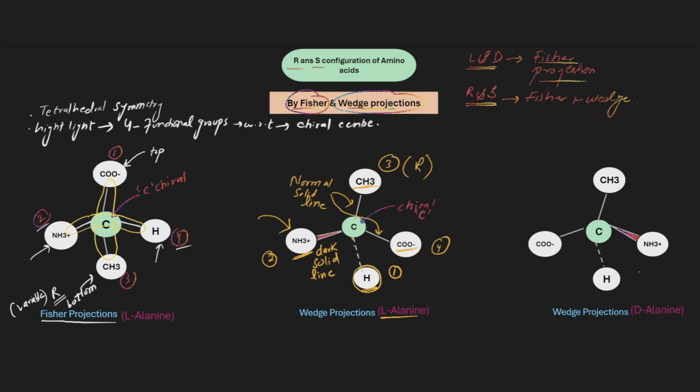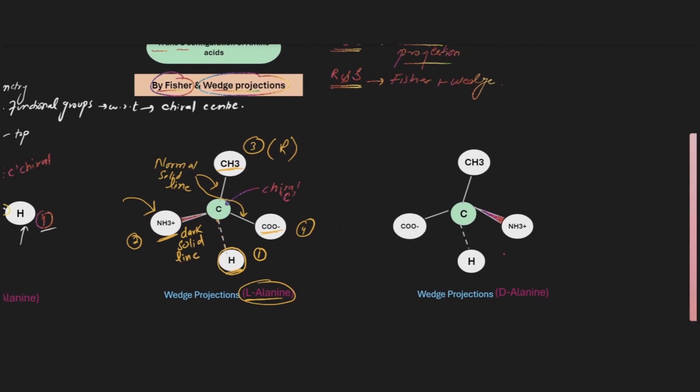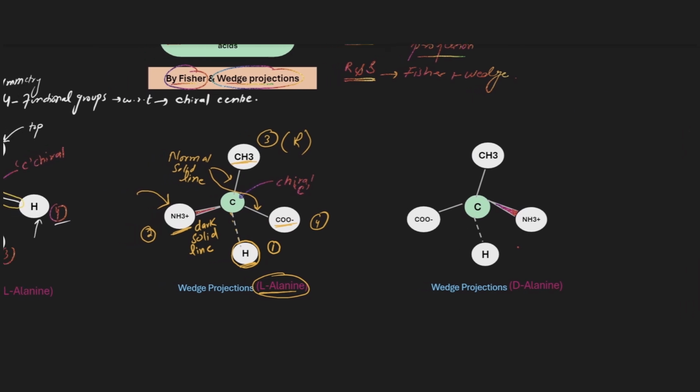So this is how you represent amino acids according to the wedge projections, and this is the wedge projection of L-alanine. Now let's look at the wedge projection structure of the same amino acid, alanine, but in the D form. Again, you know that in the D form, the amino group will be projected on the right side of the chiral center. But here again, you can see the amino group, being the functional group in the wedge projection that is out of the plane and towards the viewer, is clearly represented by the dark solid line.